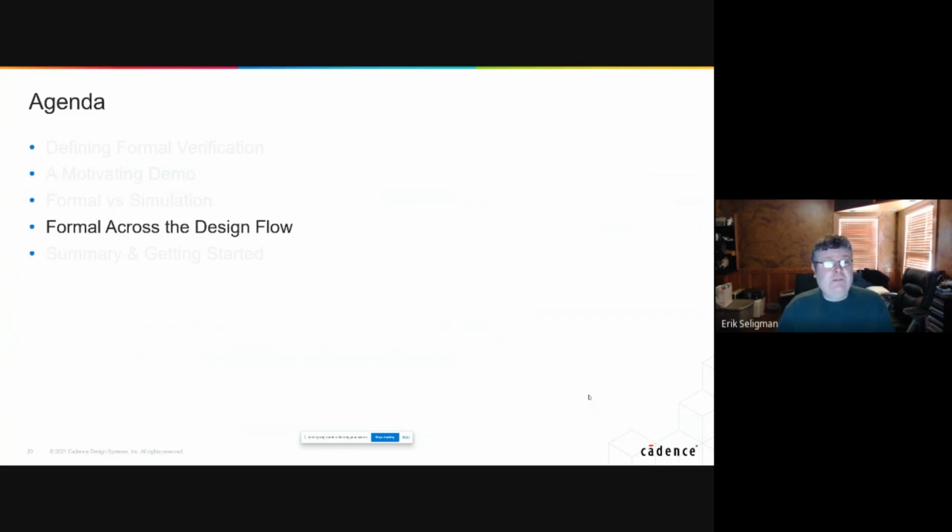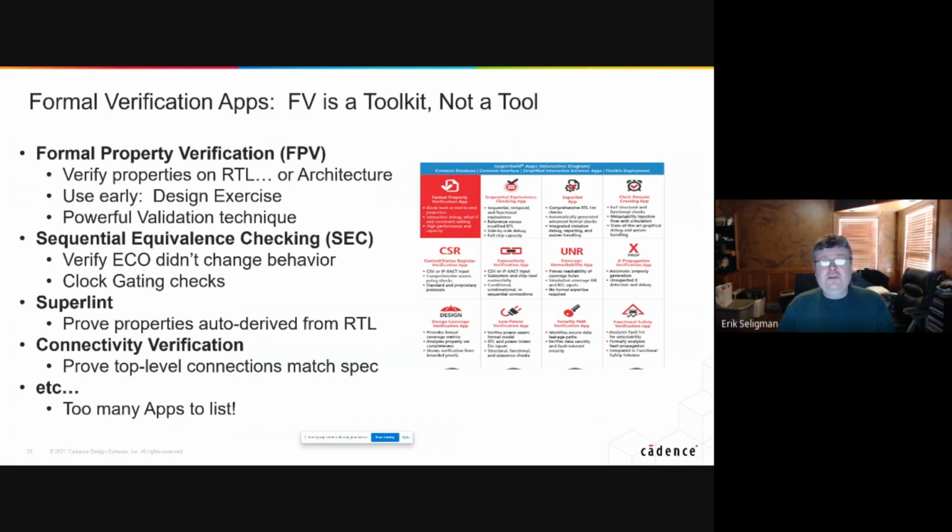All right, so let's look at where formal fits into your design flows. Now, one thing you should think about is the fact that formal verification is really a toolkit, right? So it's a general methodology for mathematically analyzing your design, provided by core tools like Jasper from Cadence. But we build on top of that many different apps, many different specific things you can do with it in your flow to help verify your design, right?